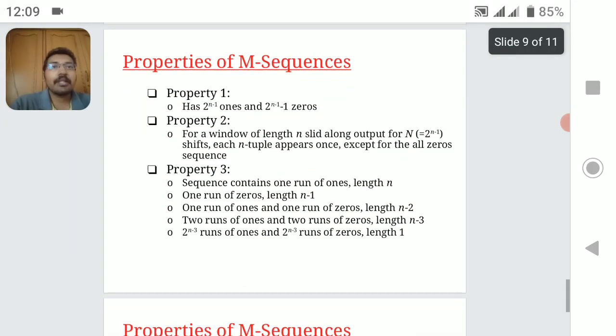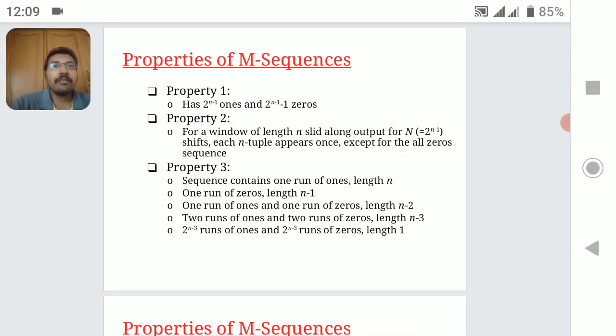The balance property, that is property 1. If the generated sequence, that means the output of the linear feedback shift register, has 2^(n-1) ones and 2^(n-1) - 1 zeros, it satisfies the balance property. For example, if the output sequence of the linear feedback shift register is of length 15, we have 8 ones and 7 zeros, which satisfies the balance property.